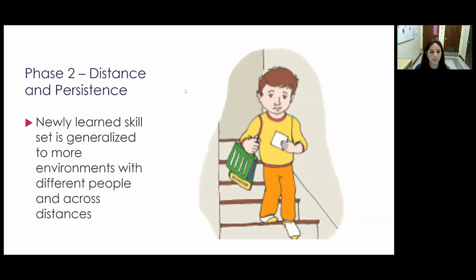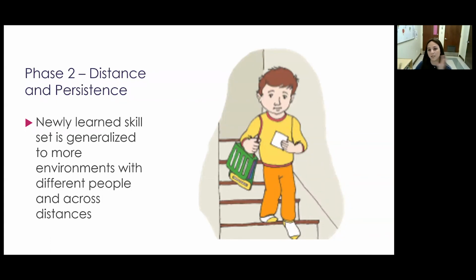So distance and persistence. The newly learned skill set is generalized to more environments with different people and across distances. That's phase 2, where the child is generalizing it, because if we just do this in the speech room and in the speech room the child is using PECS, that's not very helpful for his environment.